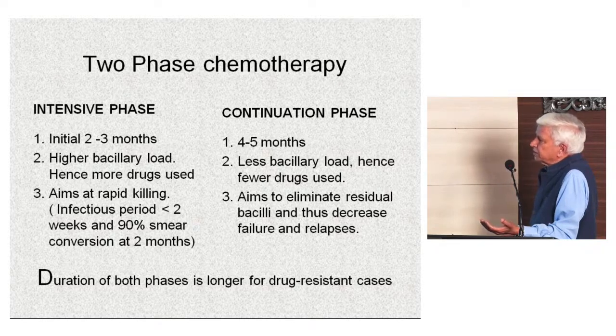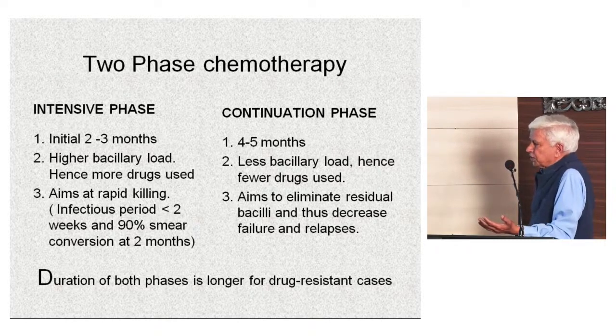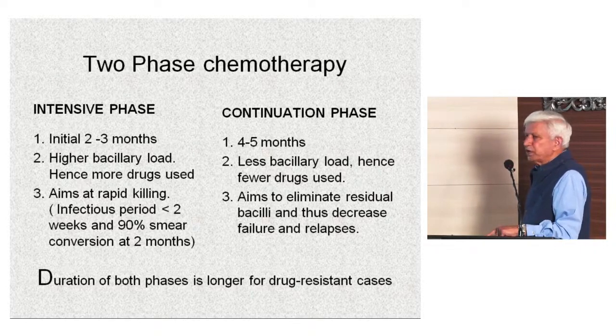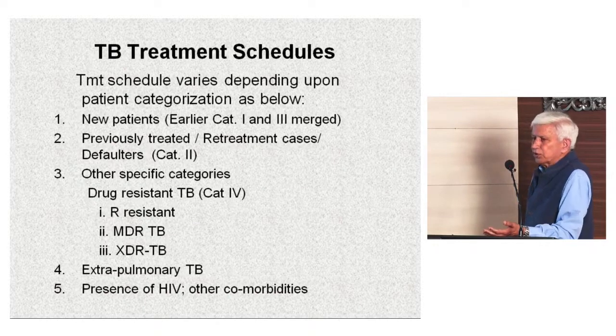You see, the intensive phase has a higher bacillary load, because initially the bacillary load is very high, therefore more drugs are used. And these drugs aim at rapid killing, in fact, to kill all the kind of enemies as fast as possible and in as large numbers as possible. The infectious period is normally about 10 to 15 days, so with this, it is even reduced to less than that. And the continuation phase is for 4 to 5 months because now the bacillary load is less, fewer drugs are used, and they aim to eliminate the residual or dormant mycobacteria. But the duration in drug-resistant cases is longer, you see.